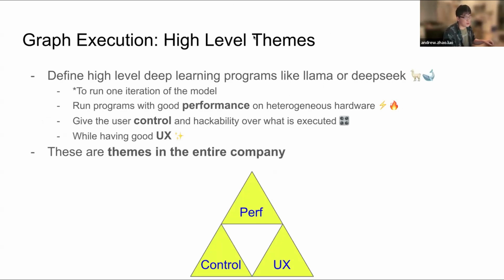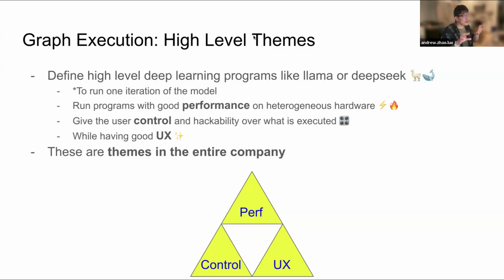So the part of the stack that we are going to be talking about today, as Josh mentioned, really has to do with dealing with graphs. And what does that mean? Well, graphs are essentially these high-level ML programs that are super popular. They represent something like Llama or DeepSeek. The graph execution part of the stack is really concerned with running a single iteration of these models, because these days, LLMs usually require multiple calls to this notion of a graph in order to get a final output. For example, one call to a graph generates a single token. You want to generate a lot of tokens, right?